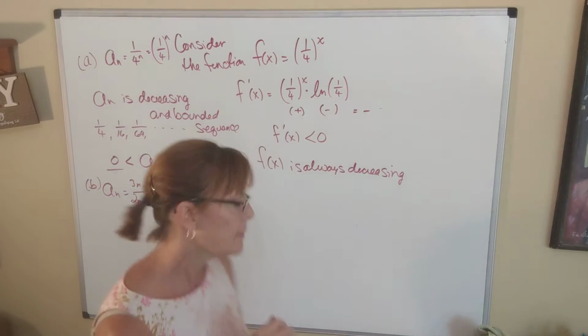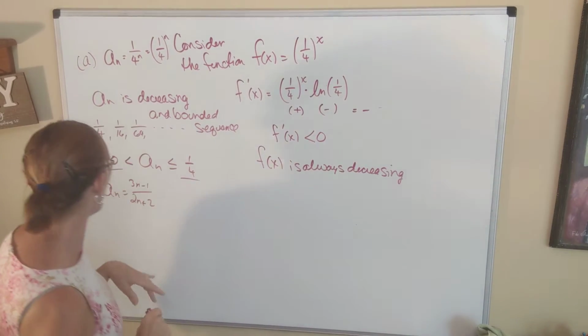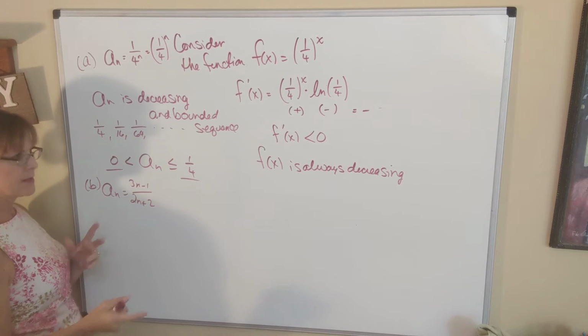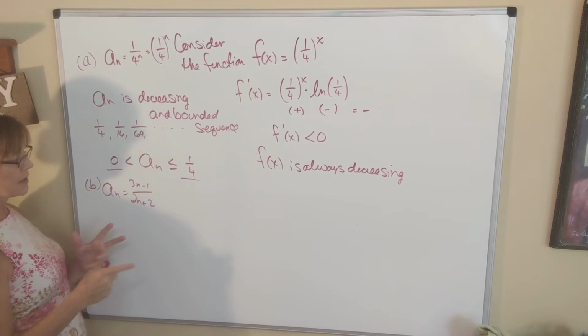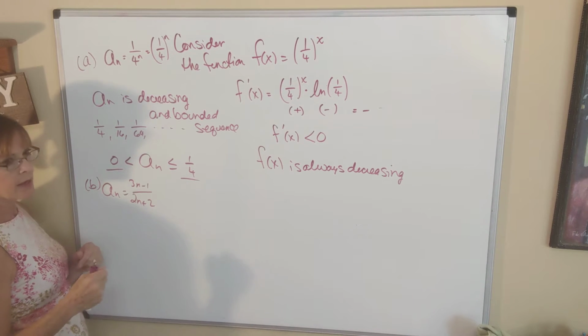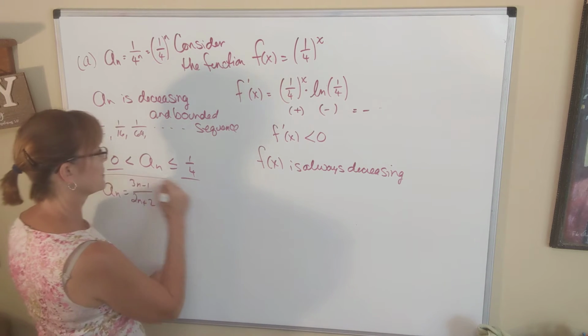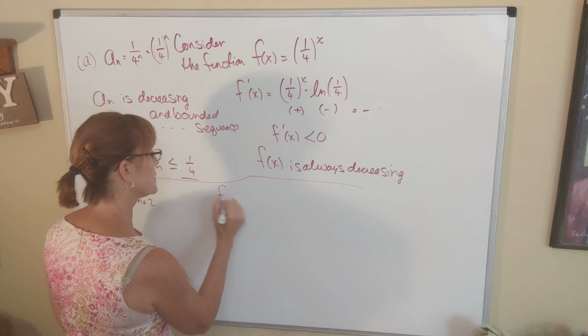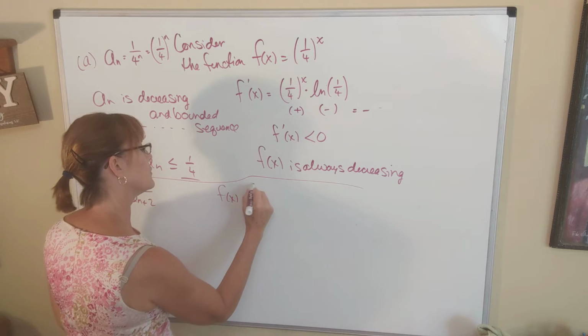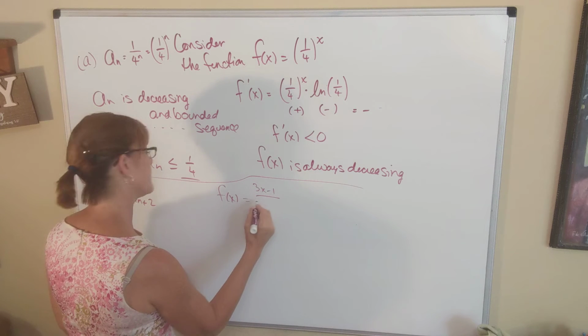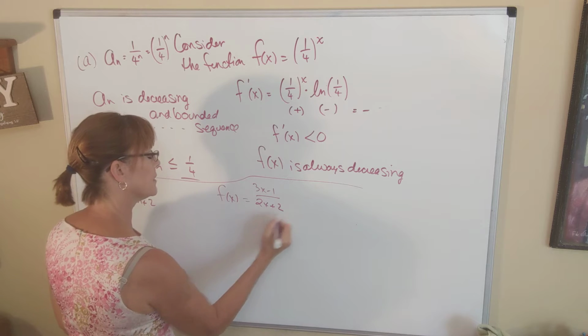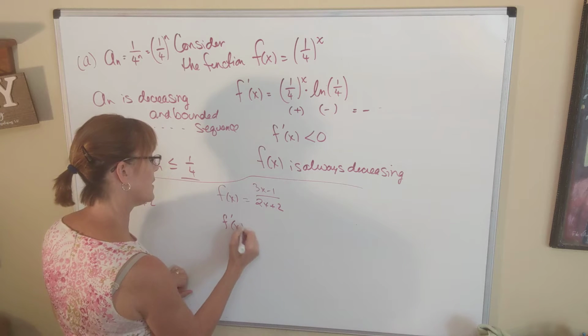Okay, let's finish this guy up. So, part B: is it increasing, decreasing, or monotonic, and is it bounded? Let's consider the function f of x is equal to (3x minus 1) over (2x plus 2). Let's take its derivative and see what happens here.